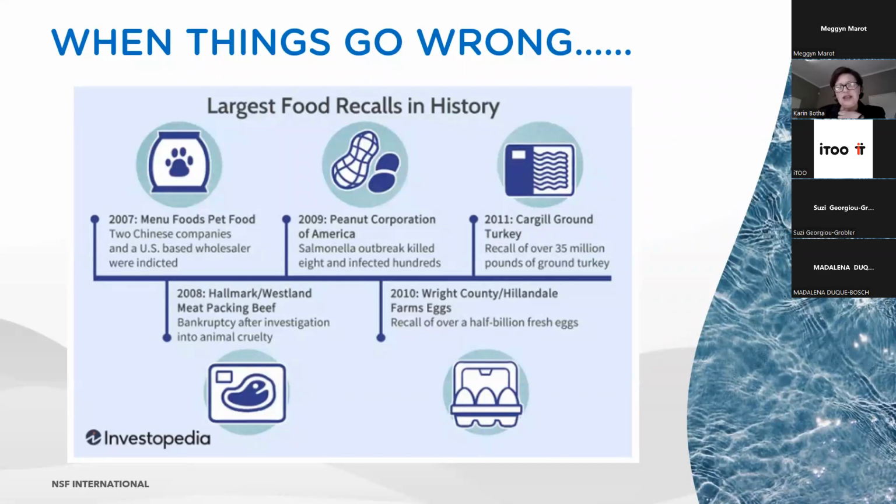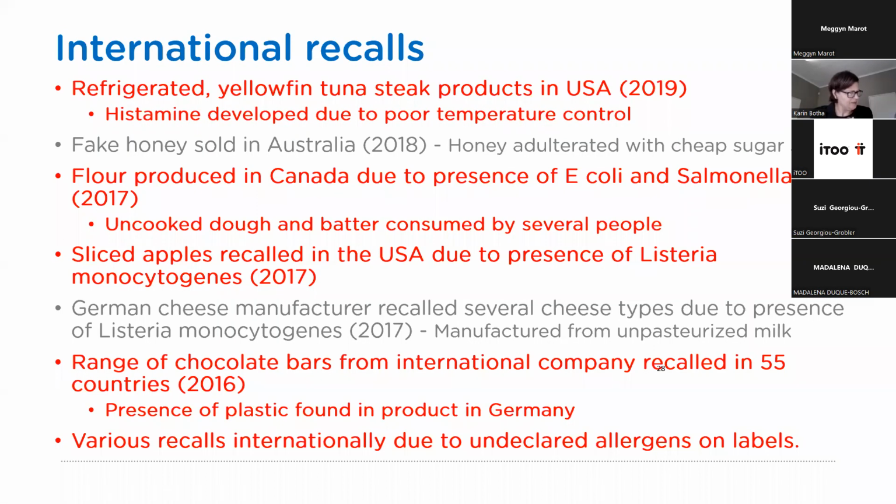food recalls in history, and I think the one that was a very good example of a badly run recall was the peanut company. So yeah, I think going to jail is the worst case scenario after a recall. Right, so just a few examples.